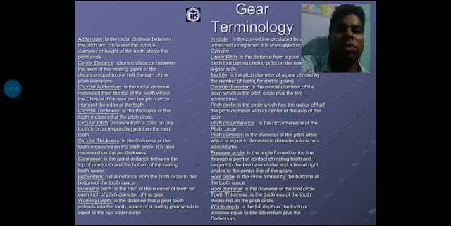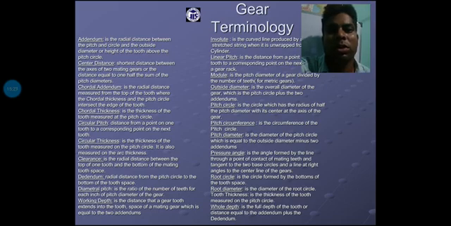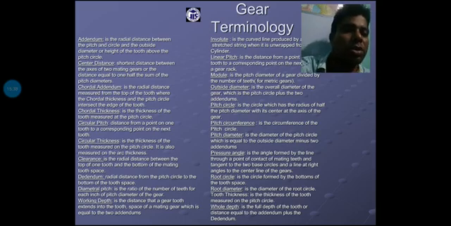Next, chordal addendum. Chordal addendum is the radial distance from the top of the tooth to where the chordal thickness and the pitch circle intersect. Chordal thickness is the thickness of the tooth measured at the pitch circle.